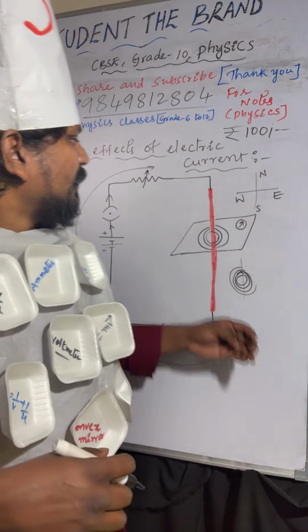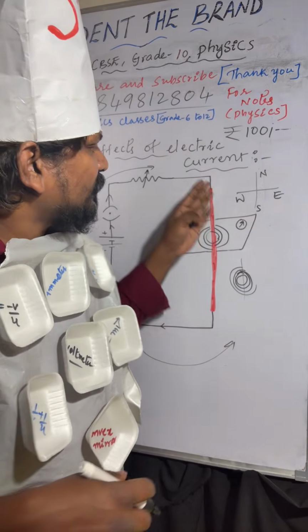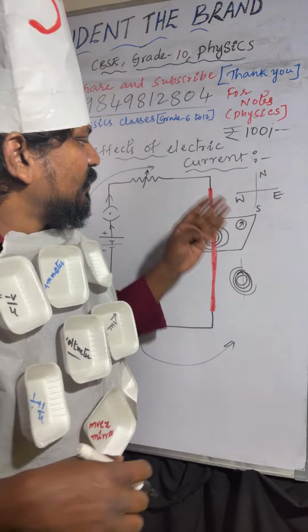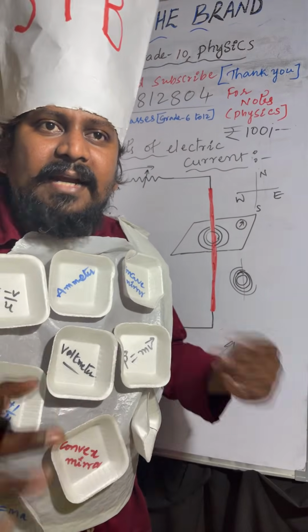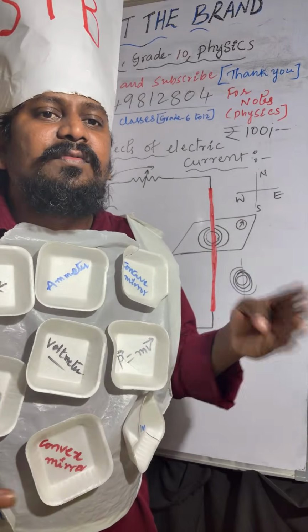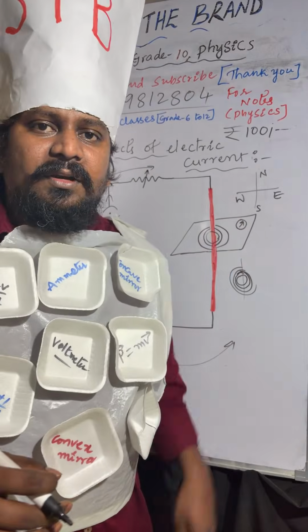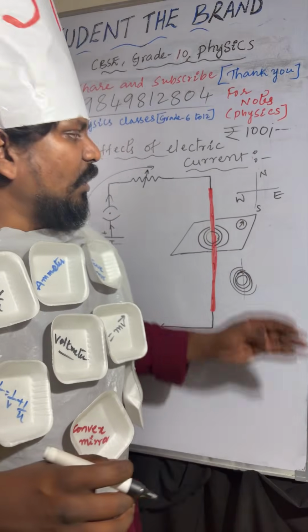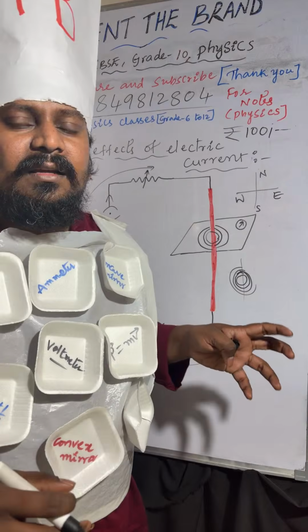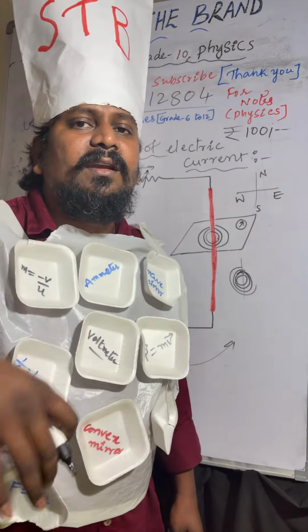Once again, here you can see, this is a current carrying conductor. It acts as a magnet. If you place the compass near that, automatically deflection will be shown in the compass. So around the conductor, concentric circles will be there, as a magnetic field will be created around it.